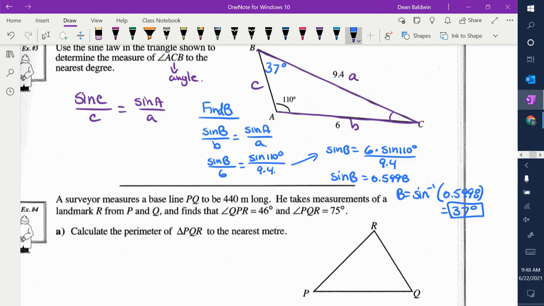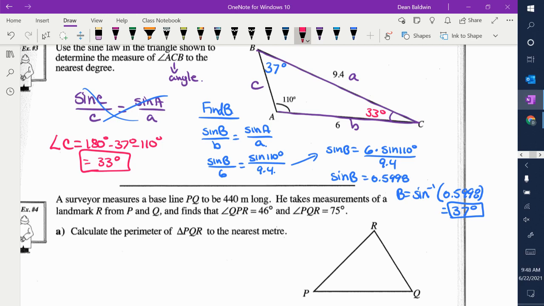Okay. So do I even need to use the sine law to find angle C? What do I do? Yeah, subtract them from 180. All right, so I don't even need to do that. I can just go angle C is 180 minus 37 minus 110, which spits out 33 degrees. Is that okay?